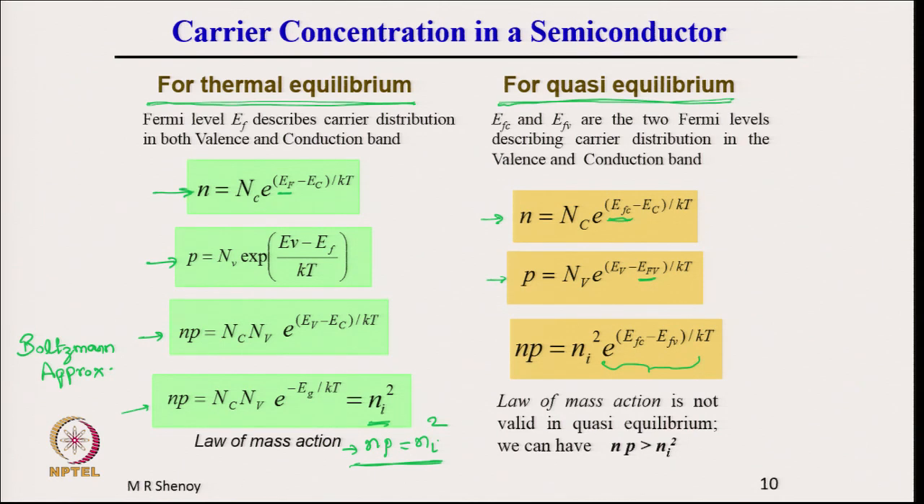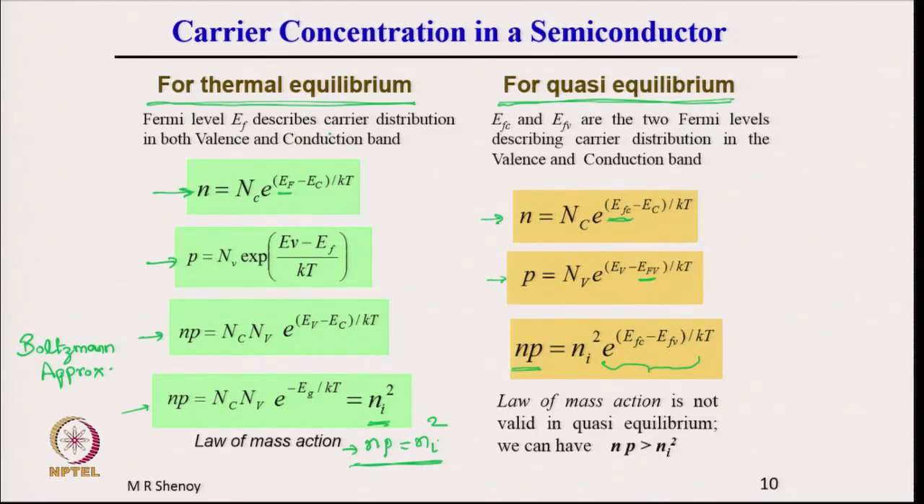In other words, by creating a difference between the two quasi Fermi levels, or by controlling the separation between the quasi Fermi levels, we can change the carrier concentration. The product can be changed by orders of magnitude. This is the idea behind forward biasing a diode. The law of mass action is not valid in quasi equilibrium, and we can have n into p greater than ni square, indeed much greater than ni square.